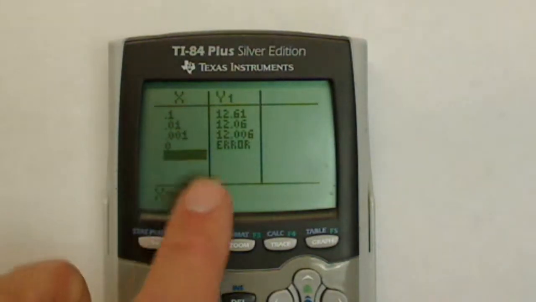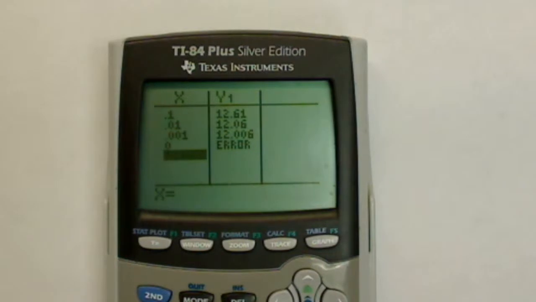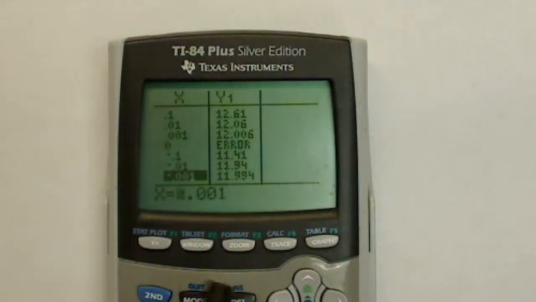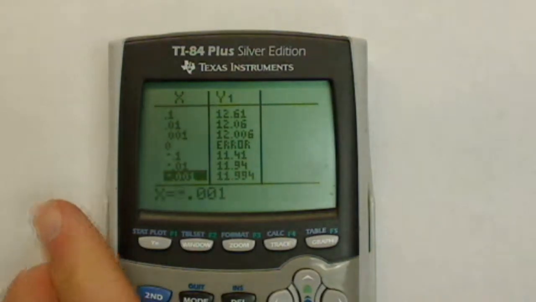Now those are to the right of 0. Let's talk about to the left of 0. So we might do negative 0.1 and negative 0.01 and how about negative 0.001. What we see is once again they're getting closer and closer to 12. So numerically it looks like our limit is going to be equal to 12.